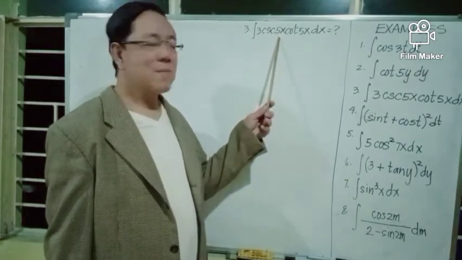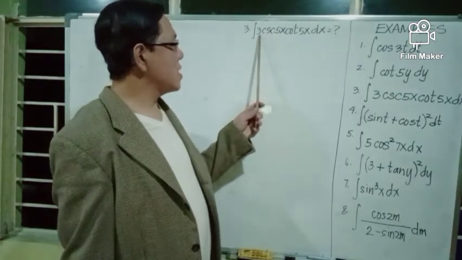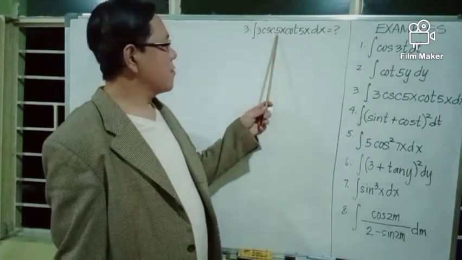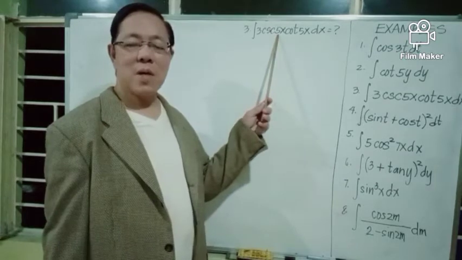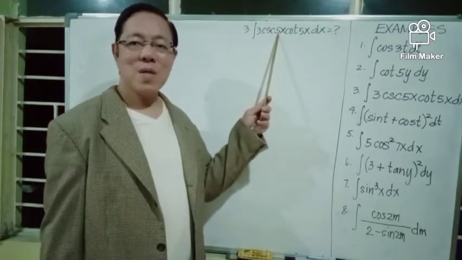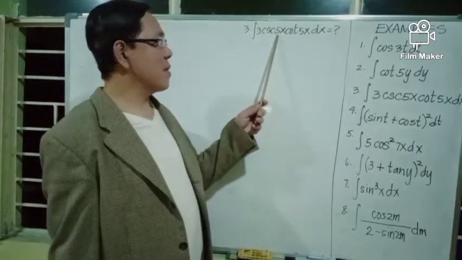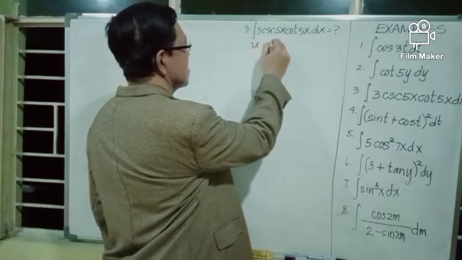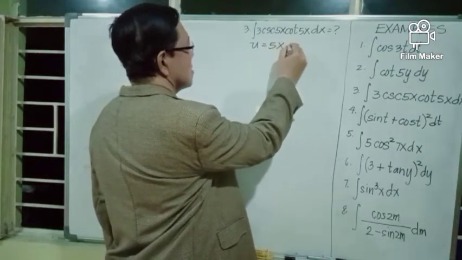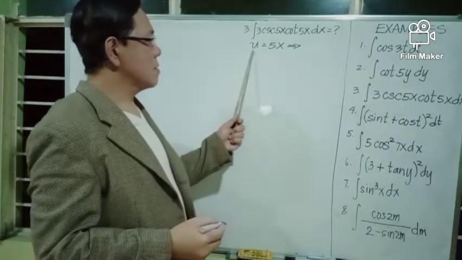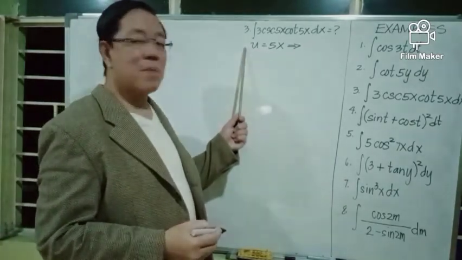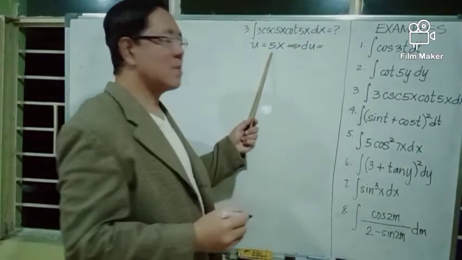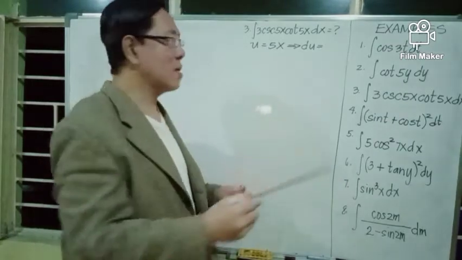So first we express the given integrand as a function of an angle that is a single variable with coefficient 1. And we do that by letting u equals 5x. We let u equals 5x. And this implies the derivative of u is 1 multiplied by du. du equals the derivative of 5x, which is 5 multiplied by dx.